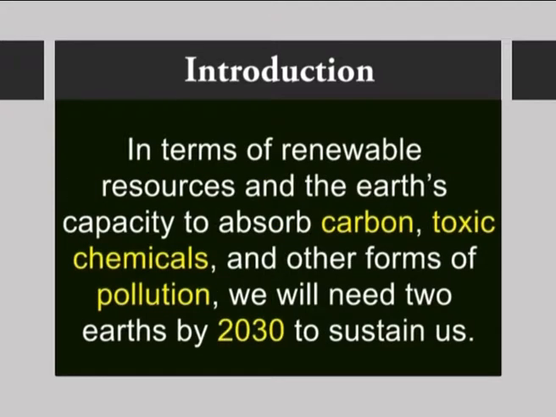In terms of renewable resources and the Earth's capacity to absorb carbon, toxic chemicals and other forms of pollution, we will need 2 Earths by 2030 to sustain us. Our current growth path is unsustainable. The warning signs are all around us as rivers and lakes shrink, water tables fall, carbon emissions rise, deserts expand, forests shrink and fisheries collapse.